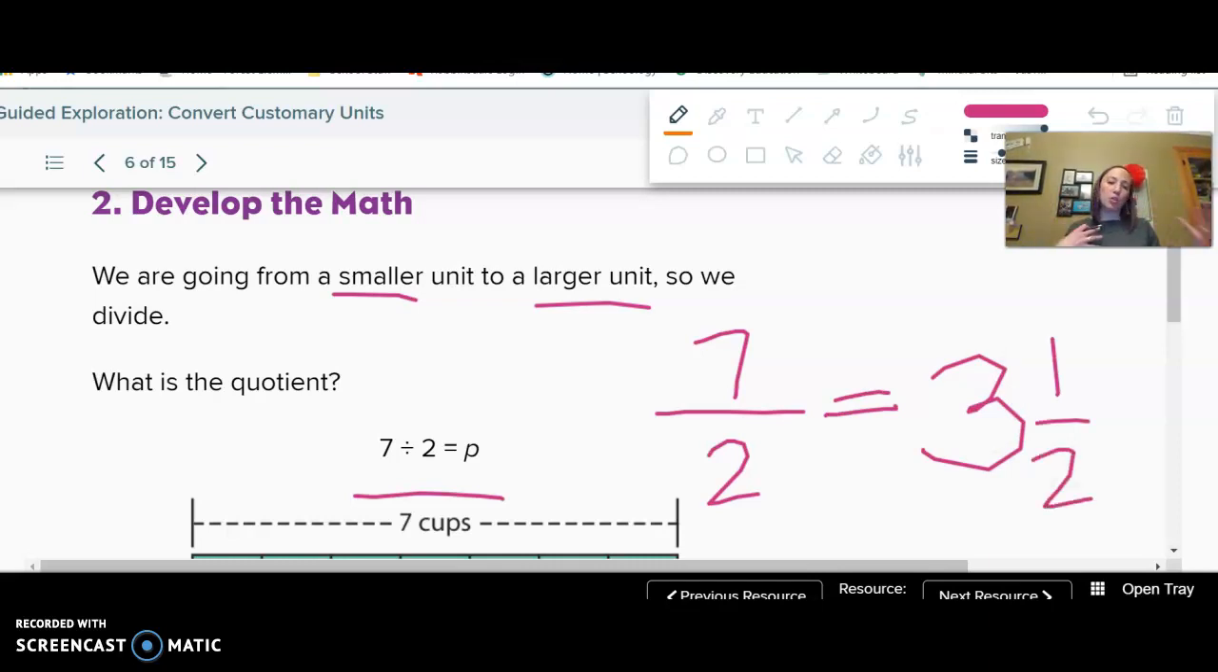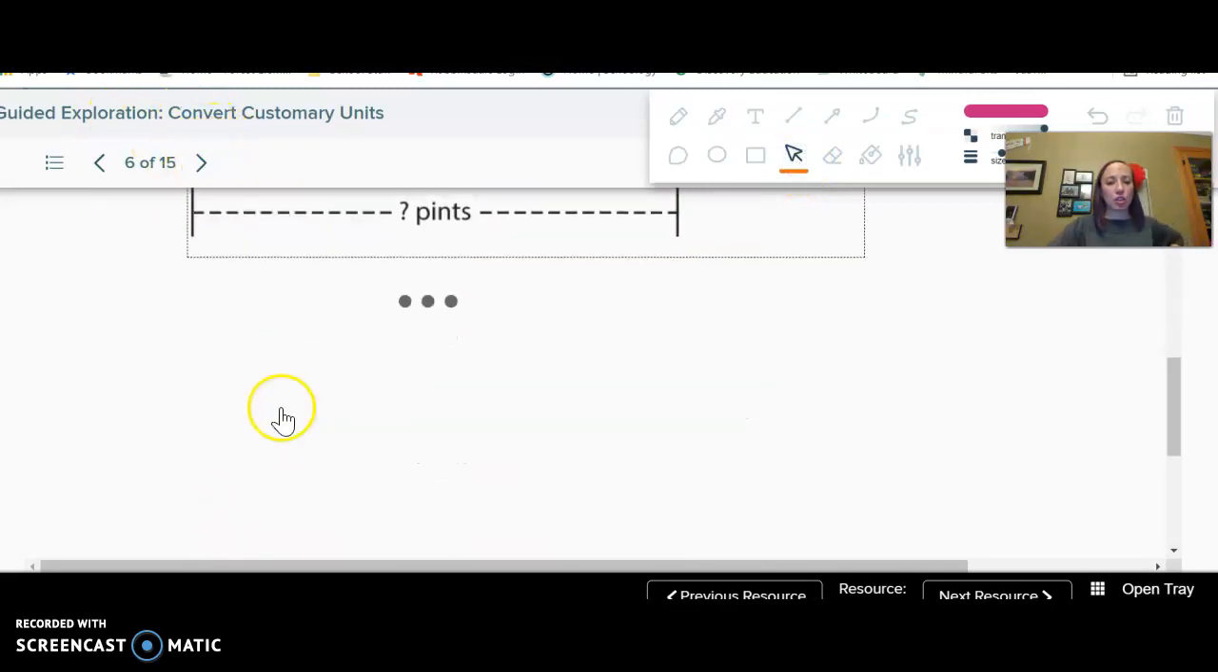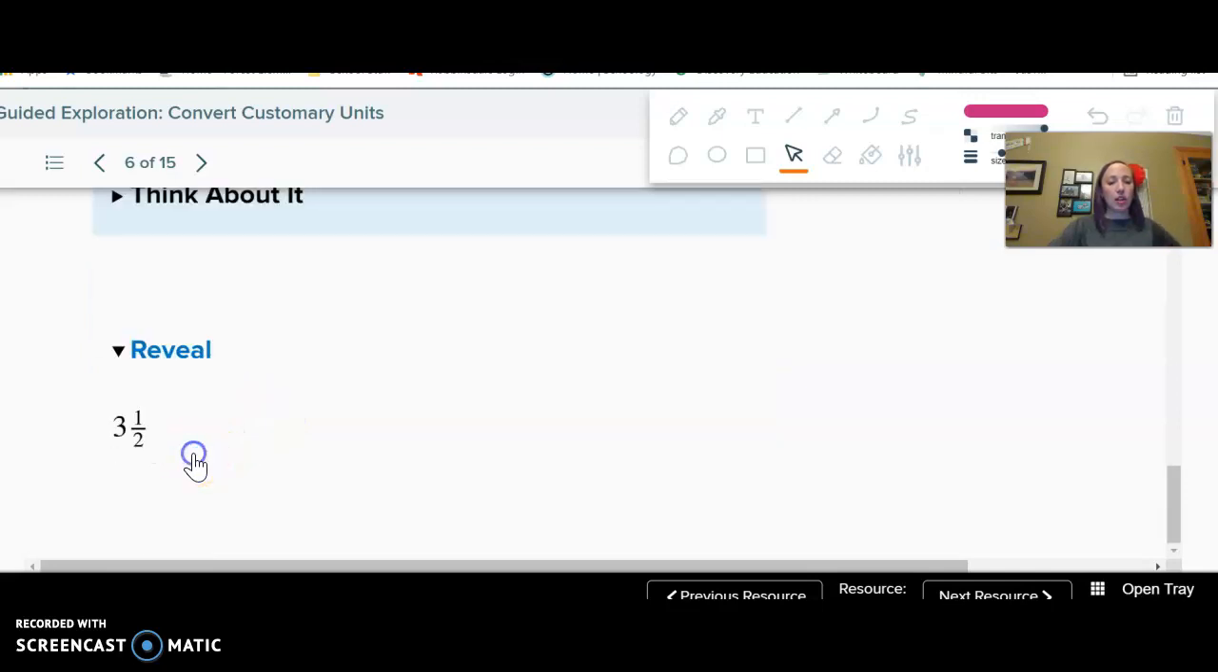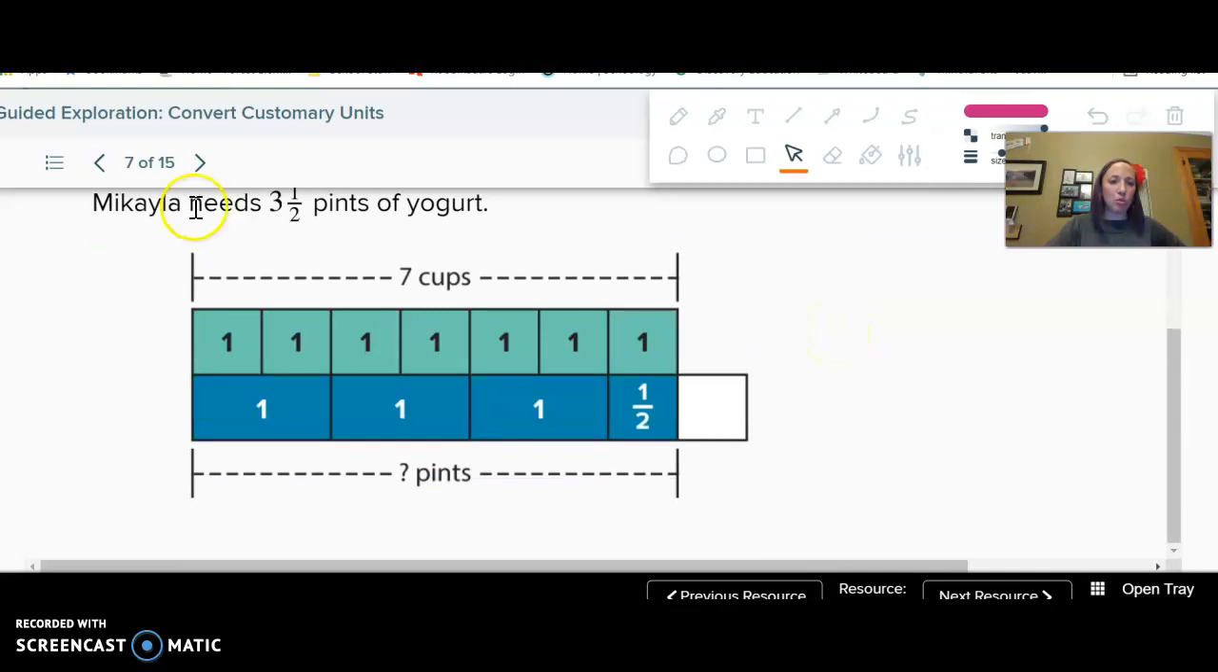So some different ways to imagine this. We can use the P's and C's picture that we have. We can just think about, okay, there's 2 in each, so I can divide by 2. Or if I used a calculator and did 7 divided by 2, I would get 3.5, which is the same thing as 3 1/2. So lots of different ways to solve that. So they're just showing 3 1/2 pints is what somebody would need.